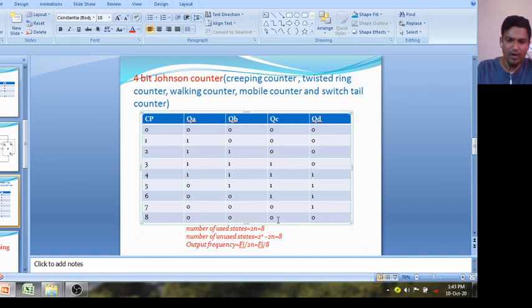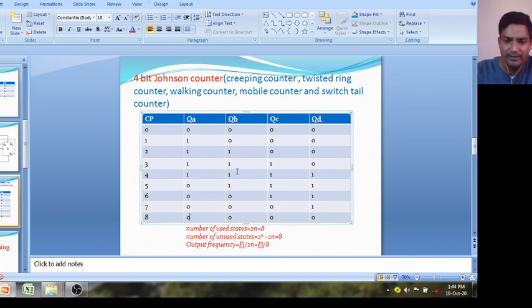Okay, now you can see one thing. 1 is in each position. Single 1, 2 1s, then 3 1s, then 4 1s, then 3 1s this side, then 2 1s this side, this 1. 1 is in every position. So that's why it is also called a walking counter. 1 is moving, okay, in every position. That's why it is also called a walking counter, mobile counter, and switch tail counter. Switch tail counter. It is also called a creeping counter. Creeping counter and twisted ring counter.